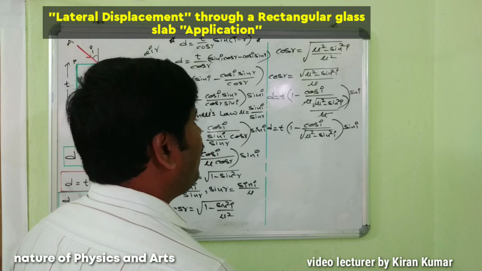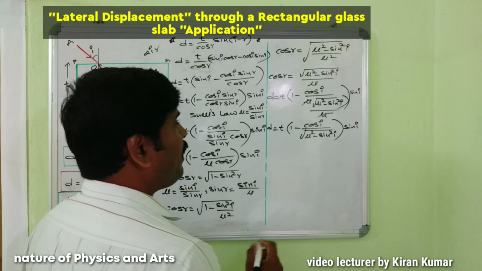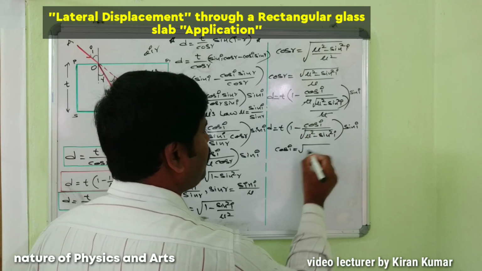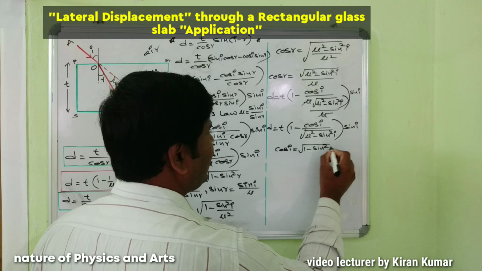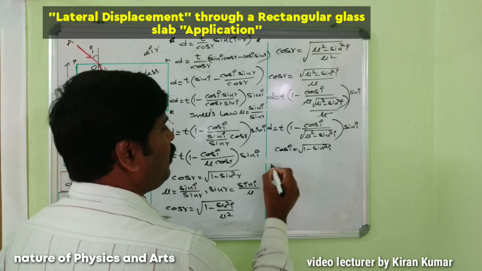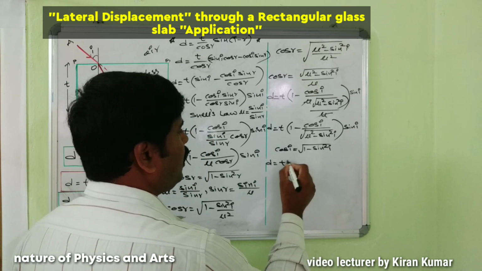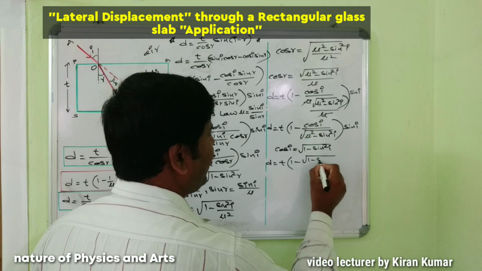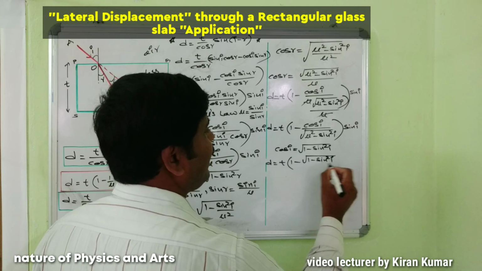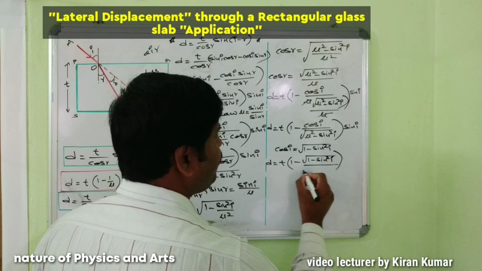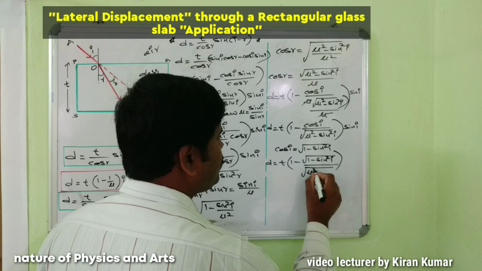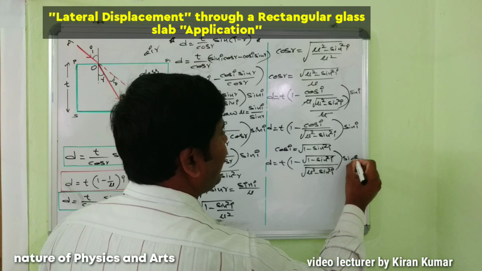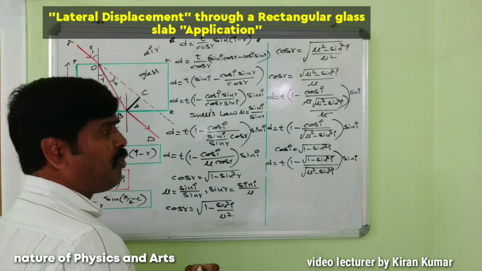Okay, so here we can replace cos i also. What is cos i? It is equal to root over 1 minus sin square i. Now d is equal to t into 1 minus root over 1 minus sin square i divided by root over mu square minus sin square i, into sin i. This is one of the equations.